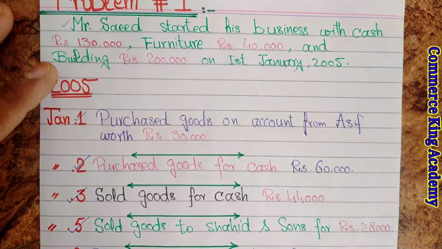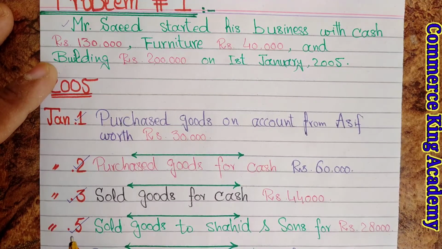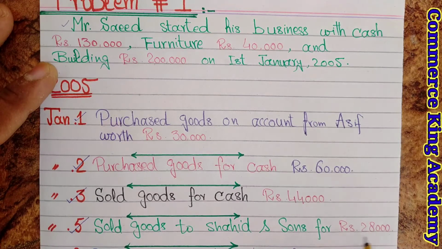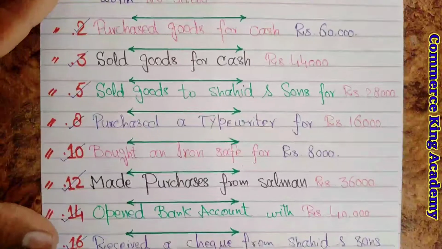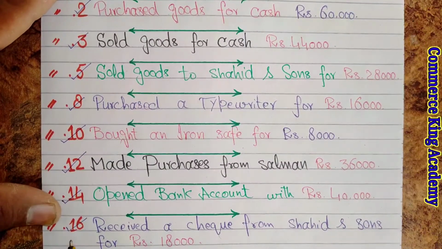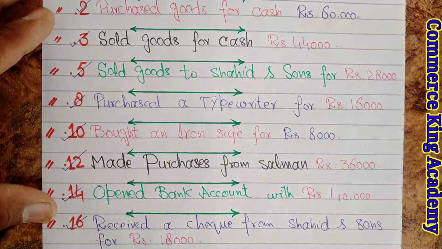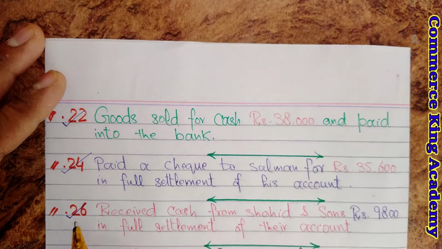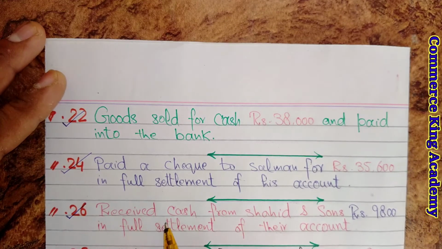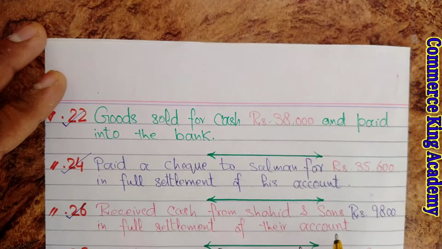You can review the account of Mr. Shahid and Sons. In this way, we have sold on date Jan 5th to Shahid and Sons for 28,000 rupees. Right? After that, received on date Jan 16 a check from Shahid and Sons amounted 18,000 rupees. Okay? Remaining balance is 10,000 ultimately. So received here 9,800 rupees dated Jan 26. Do you understand this transaction's statement or comprehension? Now we will move toward its journal.